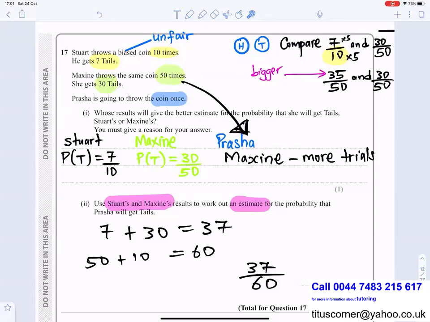Let's go to the next. Use Stewart's and Maxine's results to work out an estimate for the probability that Pasha will get tails. 7 and 30 will give you 37. Maxine threw it 50 times, Stewart threw it 10 times. So the total is 60 times. And the total success is 37. So it gives you 37 out of 60.